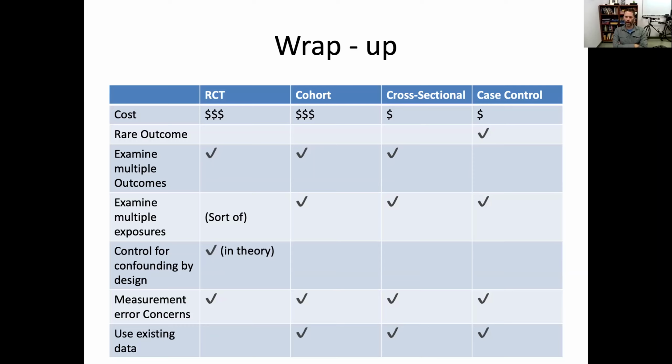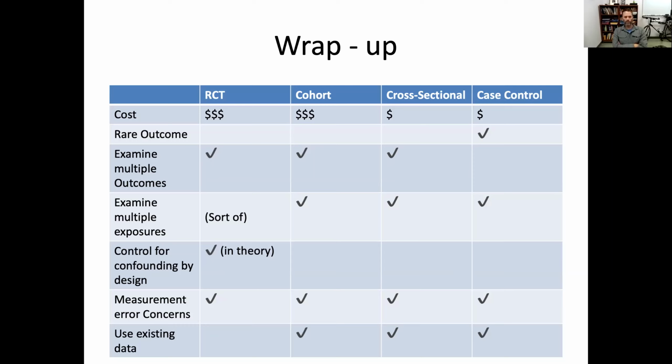If you have a rare outcome, you are oftentimes not going to want to do an RCT, a cohort study, or a cross-sectional study because you would have to enroll a huge number of people to actually get enough people to analyze the data, and you're going to be stuck with the case control study.